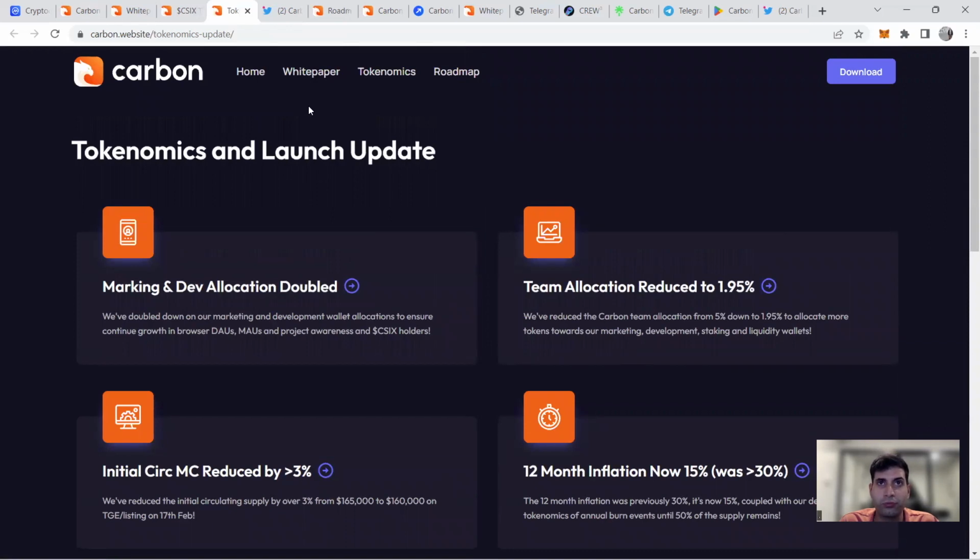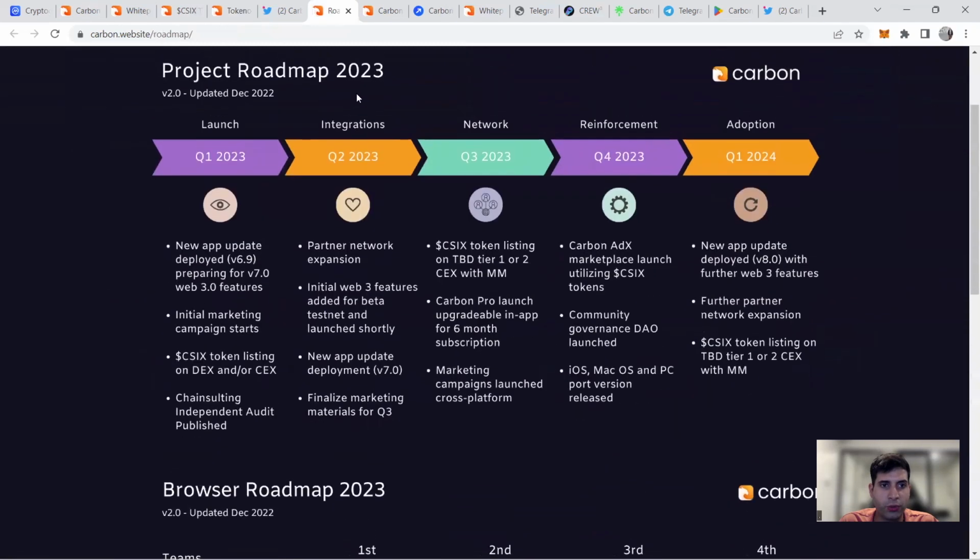Now, in terms of the roadmap for the project, in Q1 2023, the app update is going to be deployed. The listing is going to be confirmed on decentralized and centralized exchanges. The audit is completed. Next, so now is the launch period. Next month is Q2, which is integration. They're going to have expansion in the partner network. They're going to have the marketing finalized and the Web3 features added for testnet.